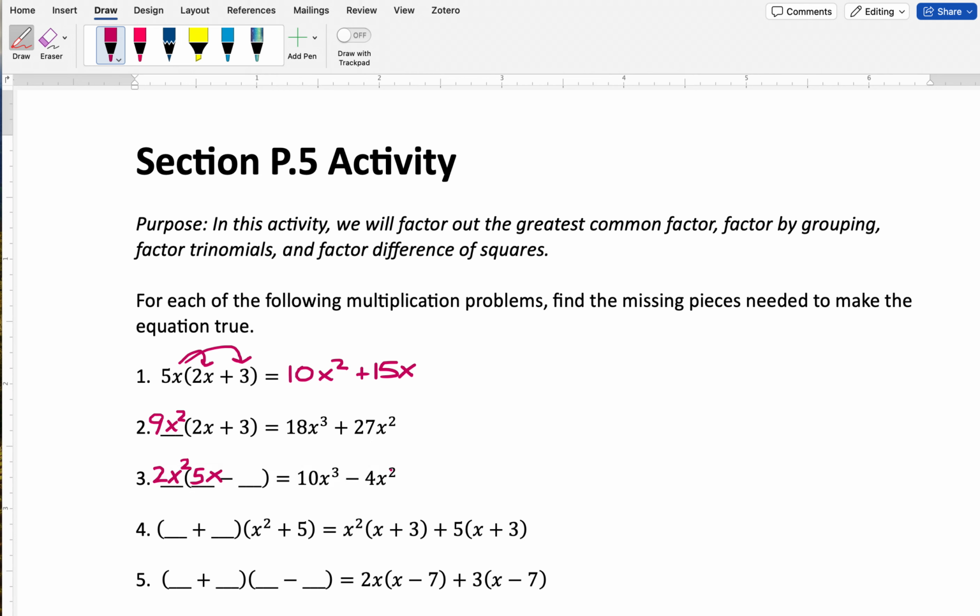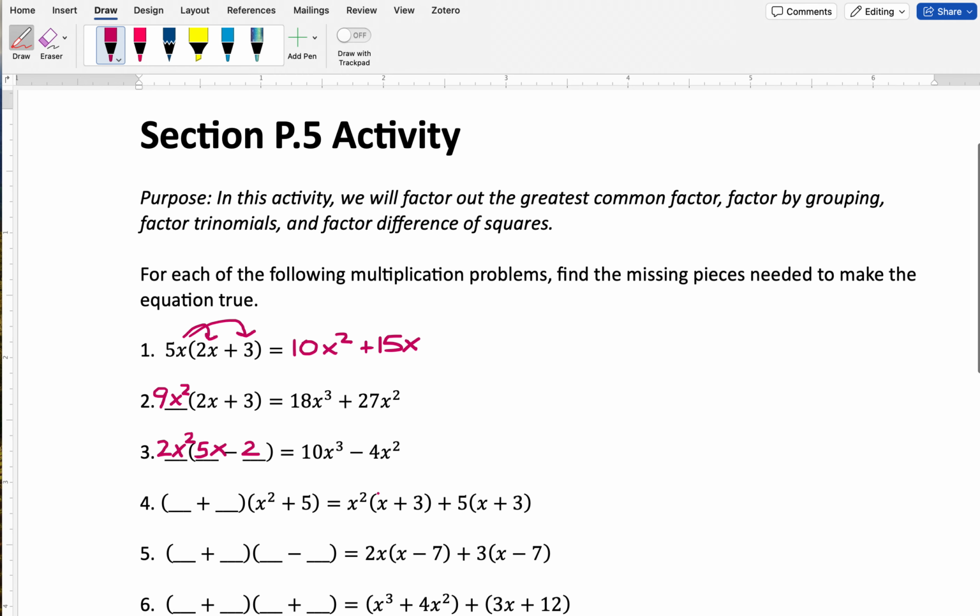Then for the second term, we have 4x squared. What do I need to multiply in order to get that? I already have the x squared, so I don't need any more x's. 2 times what would get me 4? That would have to be 2. So a 2 goes here. Then I can check that by multiplying it out and making sure that I get back to what I started with. Let's look at number 4.